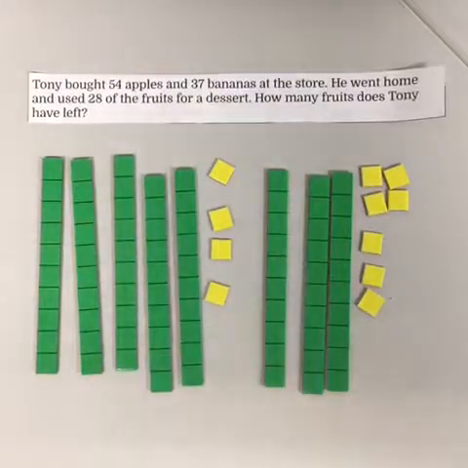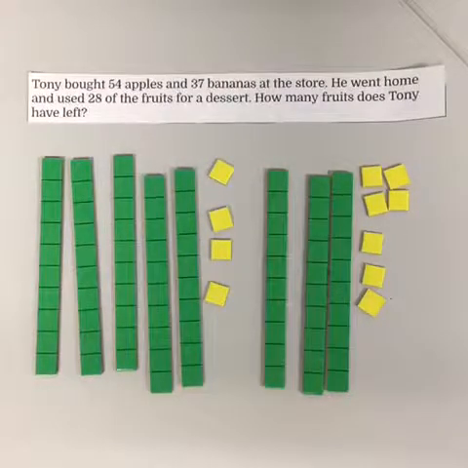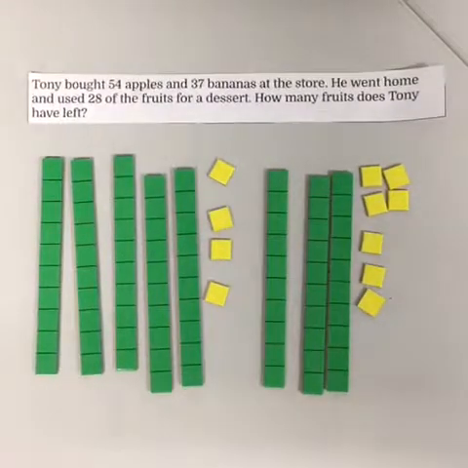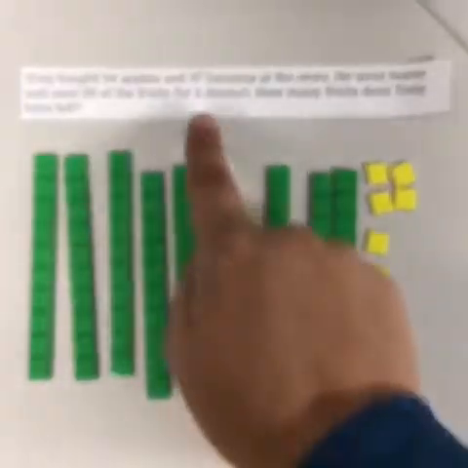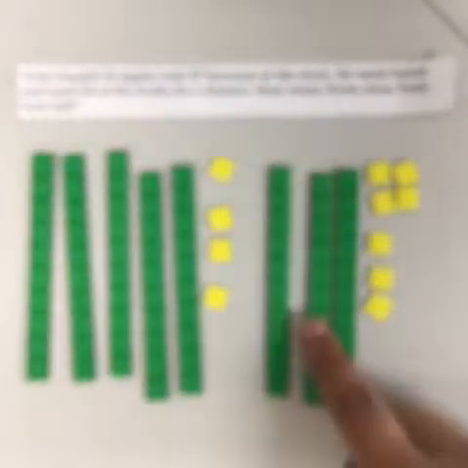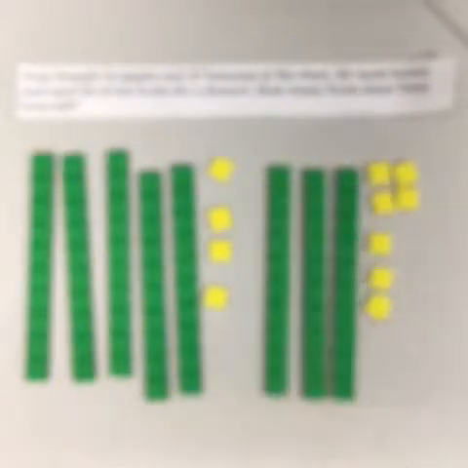Learners can solve the addition and subtraction word problems using a variety of materials and using different strategies. One option is for learners to use the base 10 blocks. For example, this learner has shown that Tony bought 54 apples, represented by the 5 tens and 4 ones, and 37 bananas at the store, and this learner has represented the 37 bananas with the 3 tens and 7 ones.